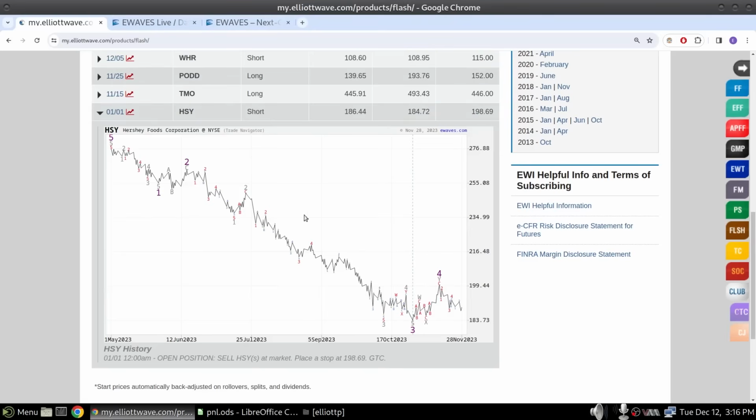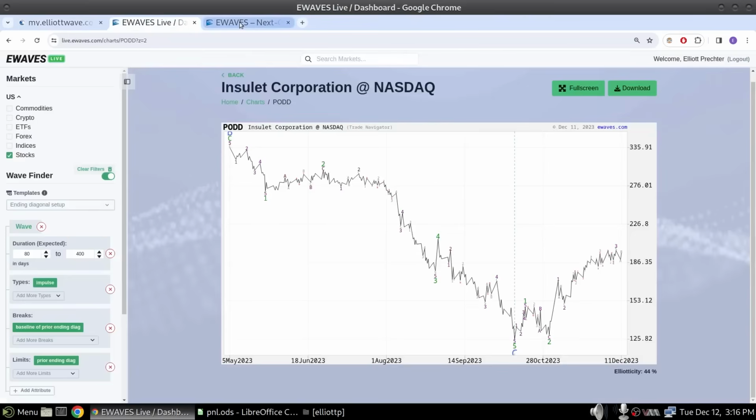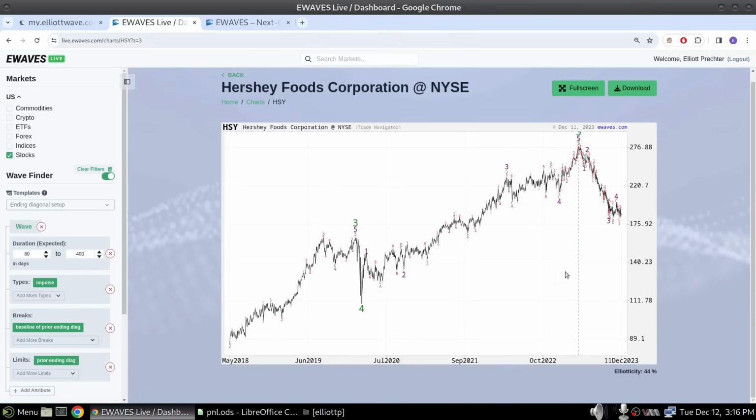So even though this is a similar downtrend, this one's saying to go short, whereas the PODD was saying to go long. Again, that's based on the Elliott Wave fractal structure here. So let's take a look at HSY. Let's see what it's been doing.